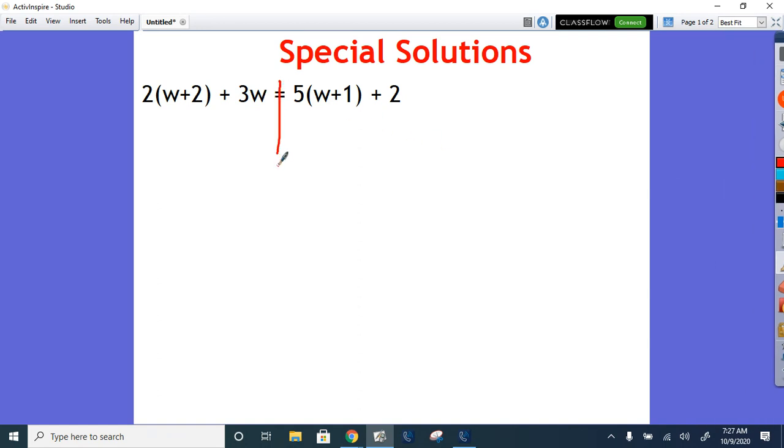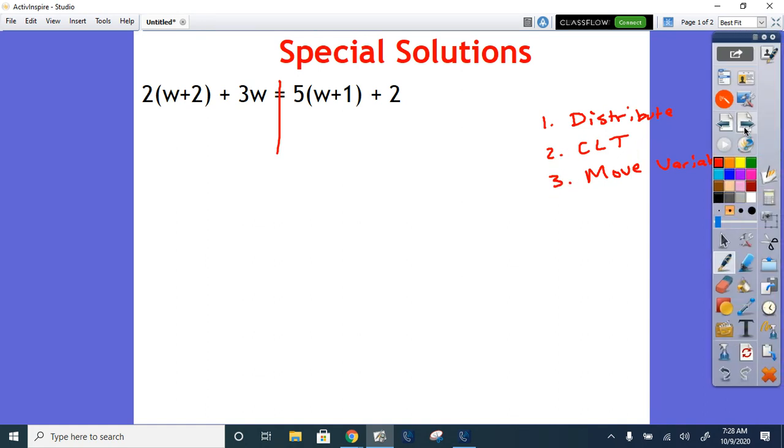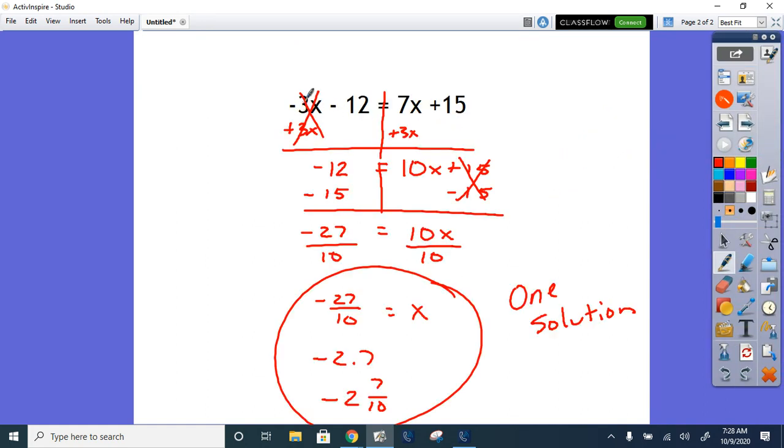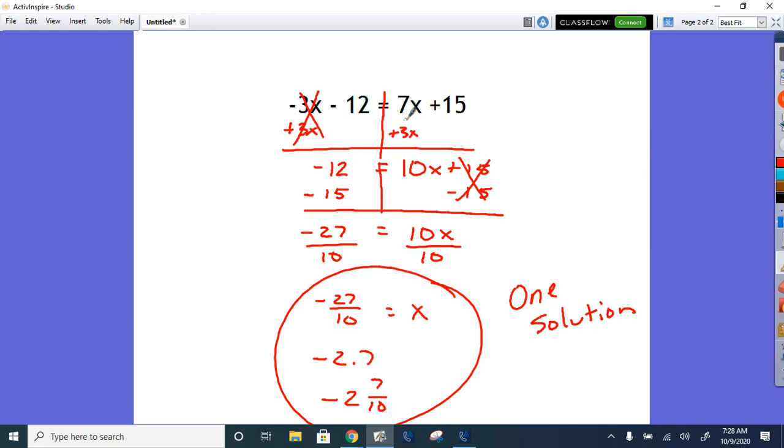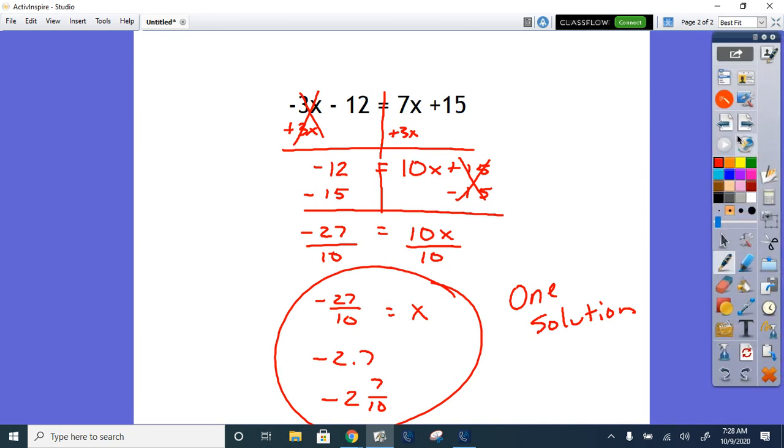So my first step in all of these is to look to distribute, look to combine like terms, and then move my variables, okay? And again, we're going to move those variables first prior to anything else. So once we get through the distributive property and combining like terms, then we want to move our variables. So we want to get it into a situation where it's just a variable and a number equal to a variable and a number, and then we can operate, okay?